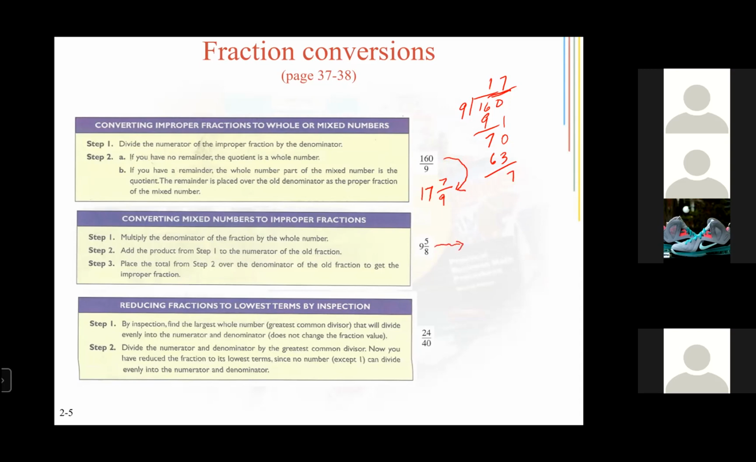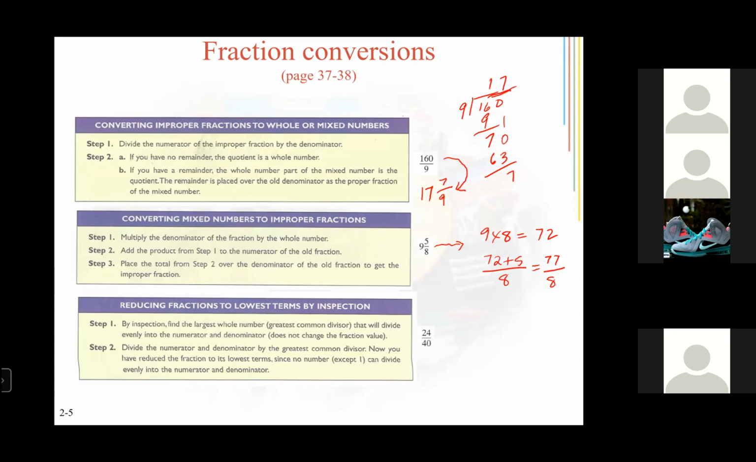What's the procedure there? We will have to multiply the denominator by the whole number. Okay, so 9 times 8 equals 72, right? And then you'd have to add that to the numerator, that's 5, over 8. So that's equal to 72 plus 5, 77 over 8.